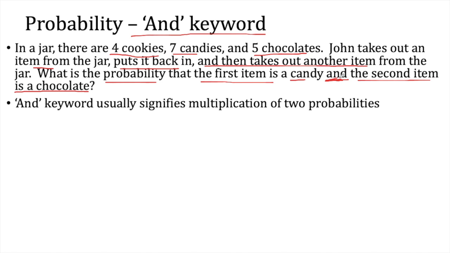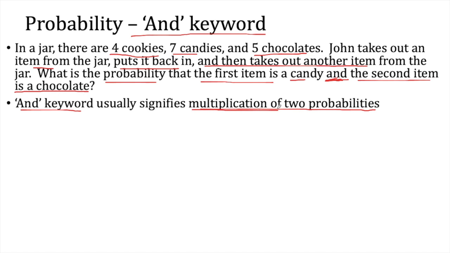As you may have guessed, the AND keyword signifies multiplication of two probabilities. In the previous video I stated that if you multiply two fractions between 0 and 1 together, it will give you a fraction that is lower than each one of those single fractions. And here we see that the probability of both events happening together is lesser than each one of those events happening independently. So that is why we use multiplication.